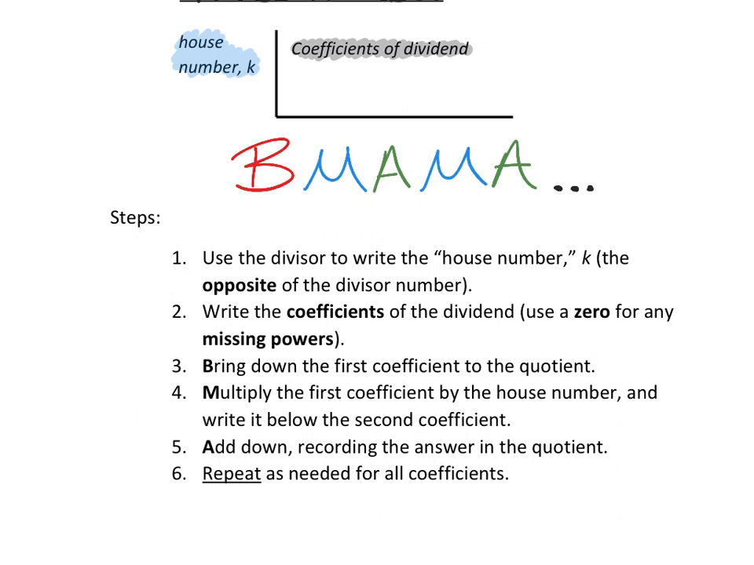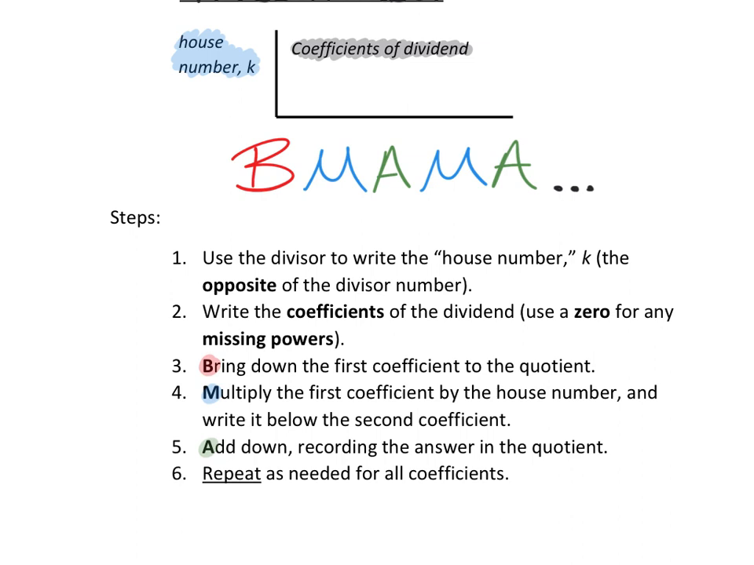It says use the divisor to write the house number. That's what we talked about, the K being the opposite of the divisor number. You're going to write the coefficients of the dividend, making sure you put a 0. And then you follow the steps. Bring down. That sounds familiar. Multiply, add. Multiply, add, multiply, add, which means we're never having to divide or subtract in synthetic division. It is always multiplying and adding.